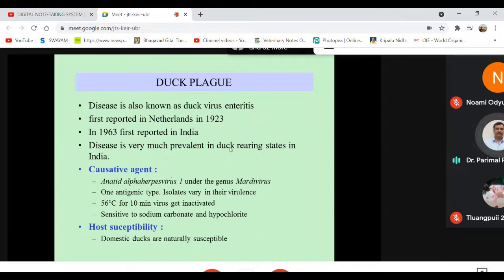It has been seen that in 1923, it was first reported in the Netherlands, as well as in the USA, and the first outbreaks of duck plague were detected. Thereafter, it has been reported from all over the globe, particularly Asiatic countries like the People's Republic of China and Southeast Asian countries, including India and Bangladesh. Everywhere the disease is rampant. Every year, this disease causes heavy mortality in duck-rearing states in India. This is really a matter of concern for all of us. The disease is very prevalent in our country. The causative organism is Anatid alphaherpesvirus 1.